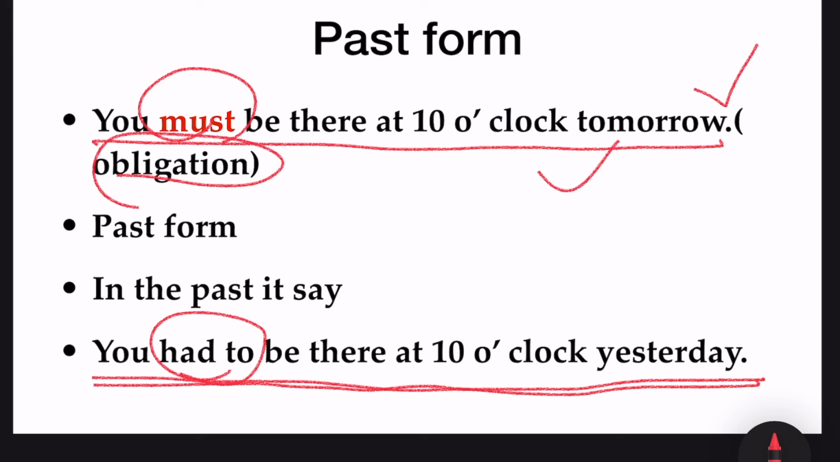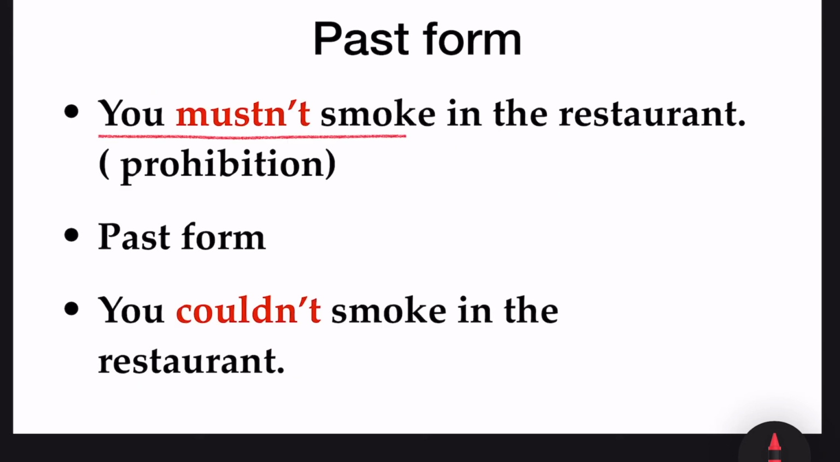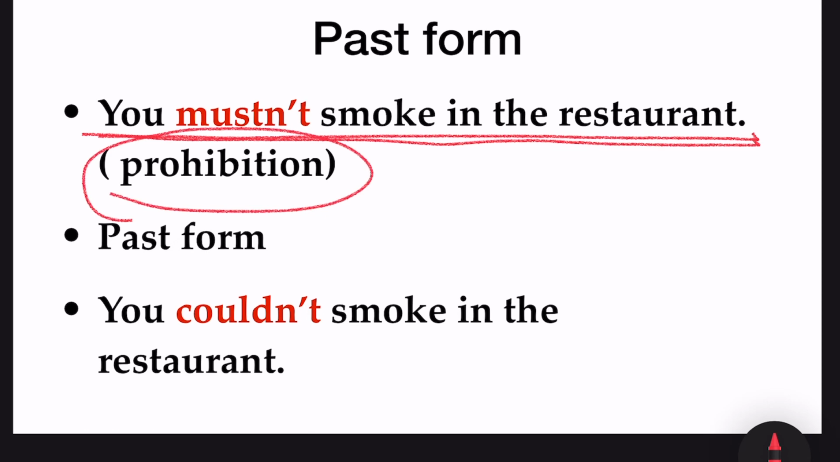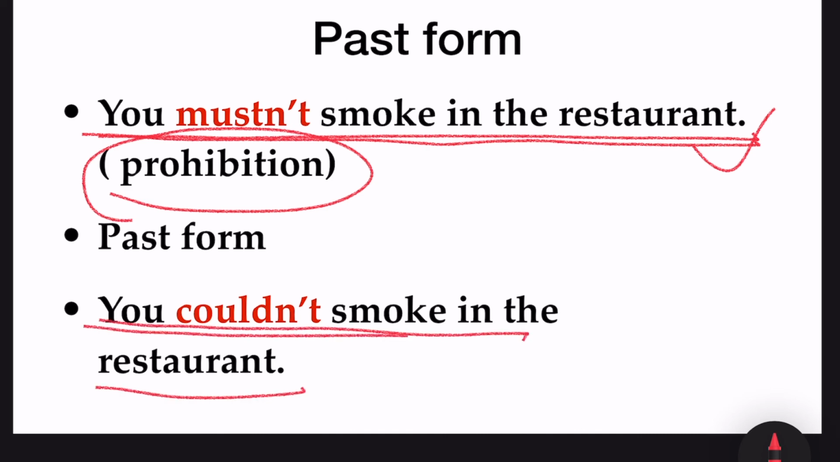Here, you mustn't smoke in the restaurant. This expresses prohibition. The past form for this statement would be, you couldn't smoke in the restaurant. See, here we have used couldn't to express the past form of prohibition.